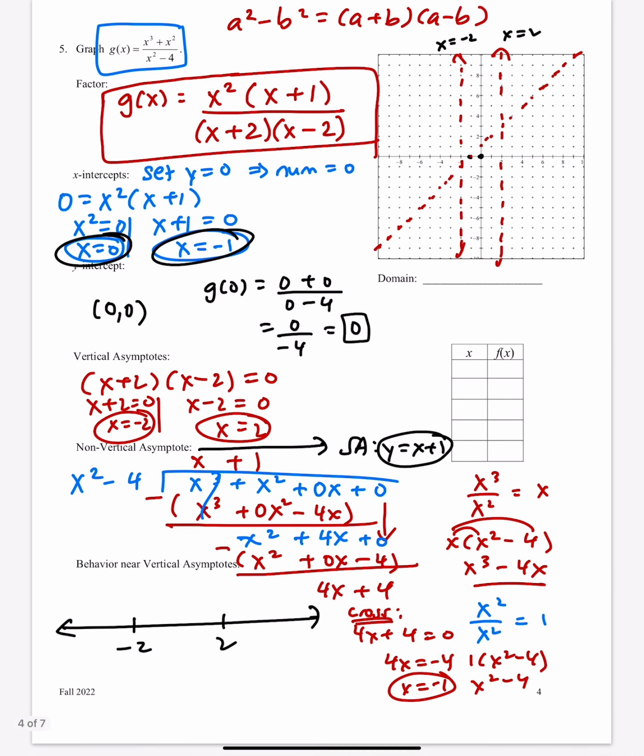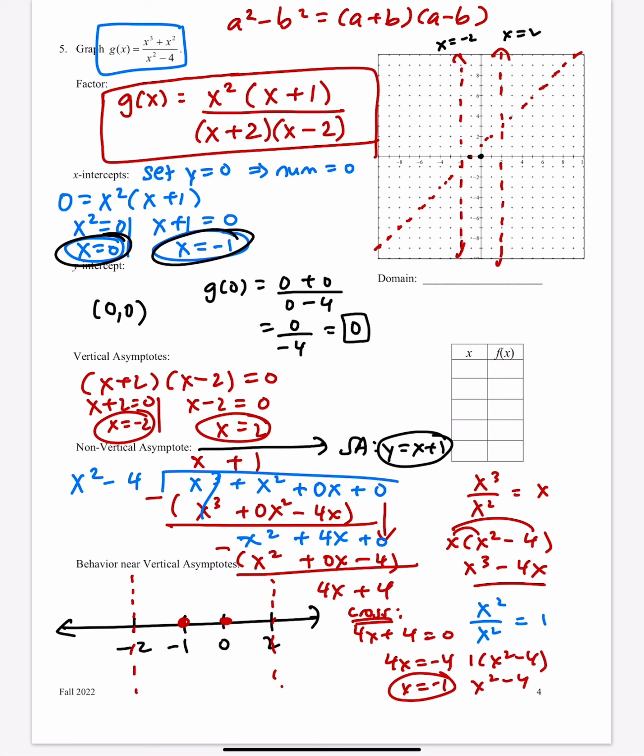So let's put them in order. Let me just fix this. Let's put several more tick marks. So we have negative 1, 0, and 2. So these are my critical values, right? And we know that there are vertical asymptotes at negative 2 and at 2. And these are just x-intercepts.